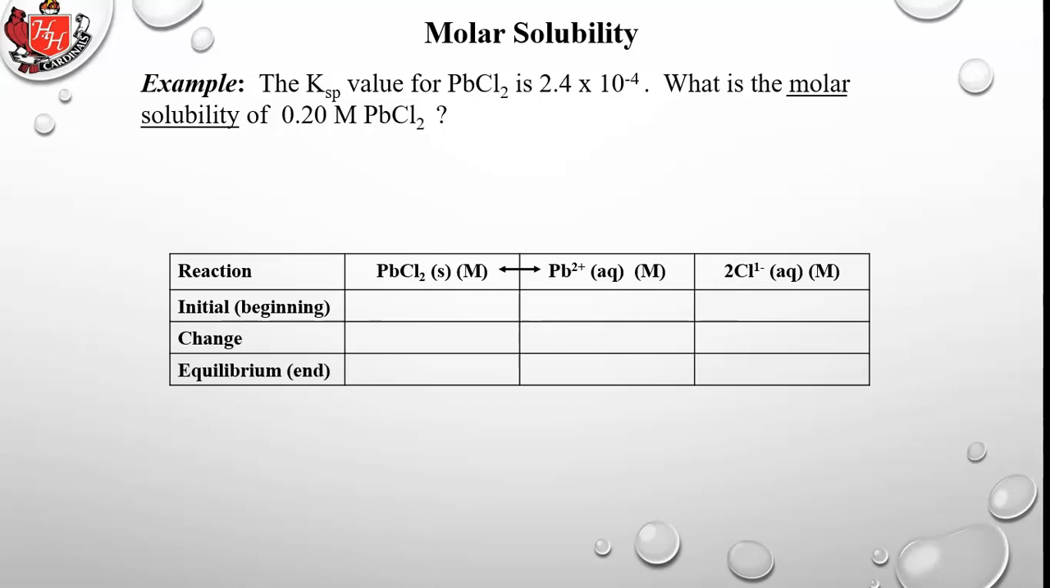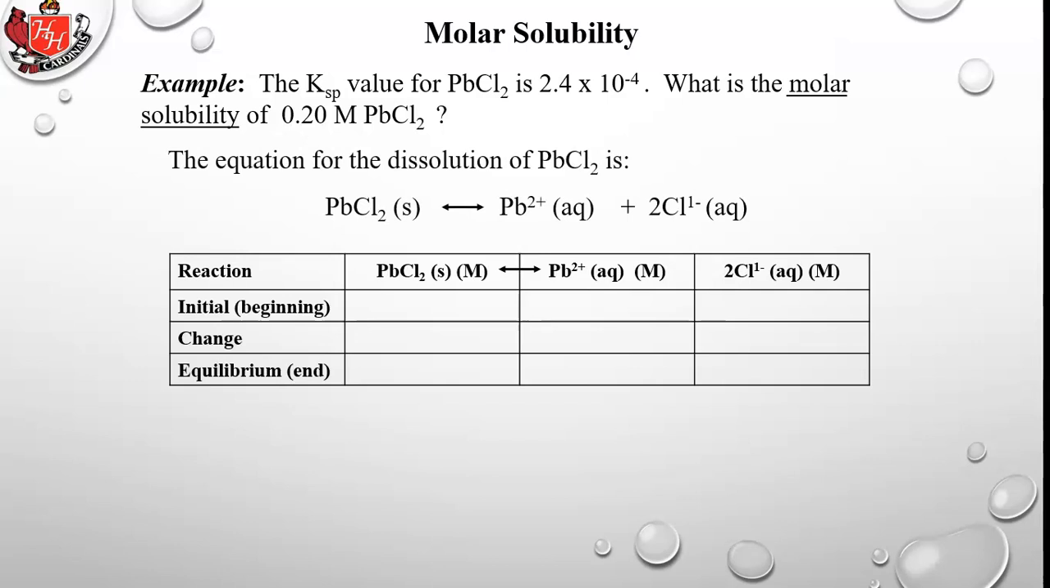Okay, now we're given a problem. The solubility product Ksp value for PbCl2 is 2.4 times 10 to the negative 4th. And you notice that PbCl2, if you go to your solubility rules, you would determine that that's insoluble. What is the molar solubility of 0.2 molar PbCl2? So we're going to say a little tiny bit of this PbCl2 is actually going to dissolve. So there's the reaction. Convince yourself that that's correct. It's going to break off into 1 Pb ion and 2 Cl minus ions. Okay, the Cl2 is not a molecule of chloride, it's 2 ions breaking off.